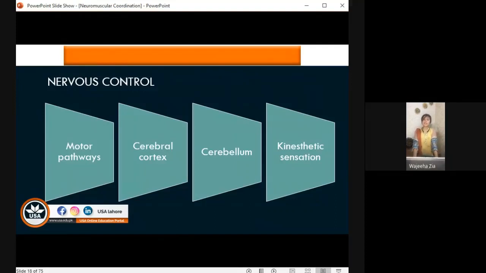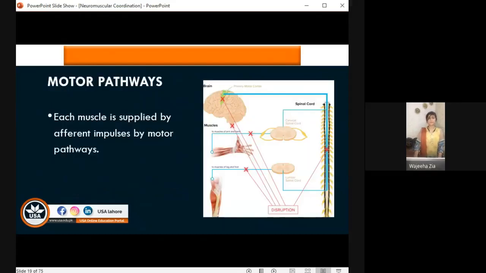After muscle classification, the next thing which is very important is the nervous control. How are these muscles performing the different activities? Of course, by the nervous system, by the nervous control. In the nervous control, there are four parts responsible for the production of coordinated movement. The first is the motor pathways, the second is the cerebral cortex, the third is the cerebellum, and the fourth is the kinesthetic sensation. I will go through these parts one by one.